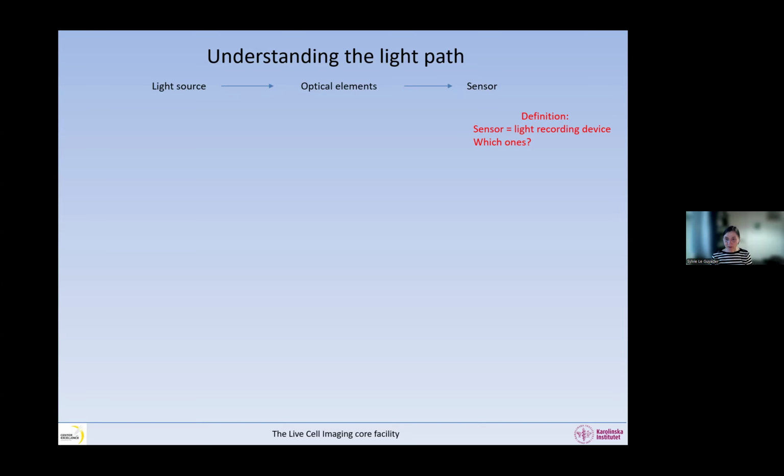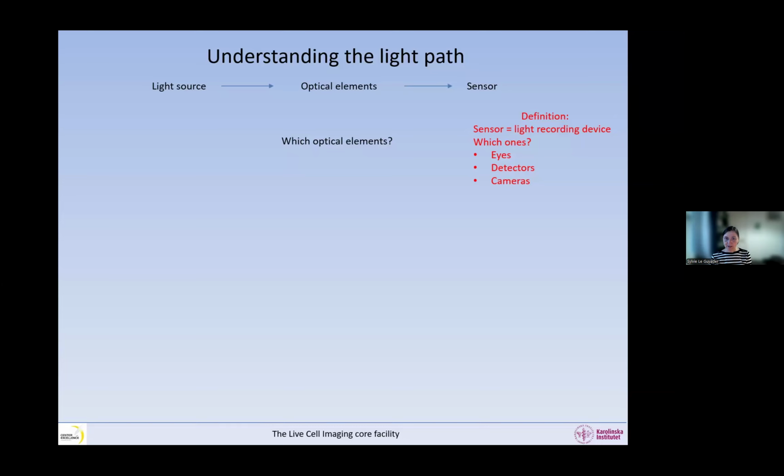What types of sensors do we have? We can have the eyes, detectors, and cameras. Sensors can be used in other ways outside of this course, but in this course, I try to harmonize so we all speak the same language. So sensors are any light recording device, including the eyes.